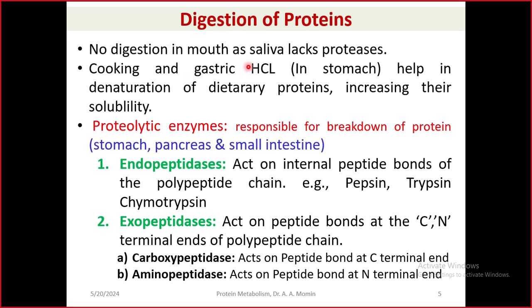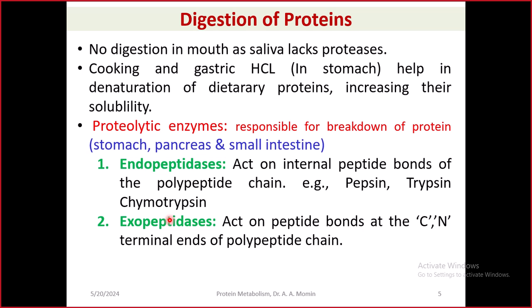And like lipids, proteins are not digested in the mouth; their digestion starts in the stomach. The enzymes acting on the proteins are called proteolytic enzymes. They are responsible for breakdown of proteins. They are secreted by the stomach, pancreas and small intestine. They are subclassified into two types, endopeptidases and exopeptidases.